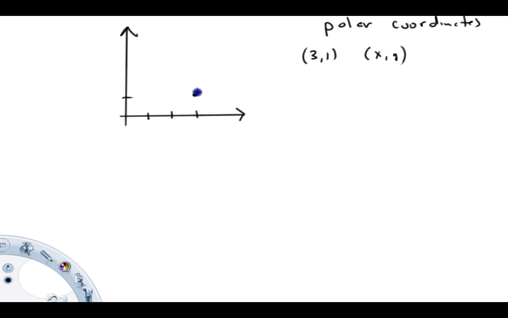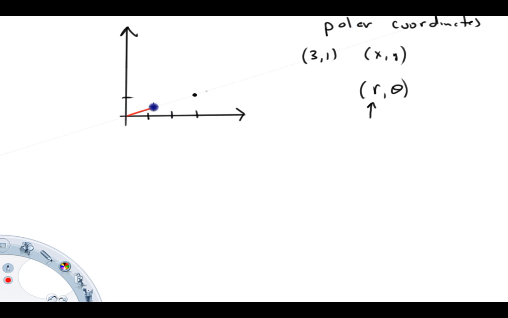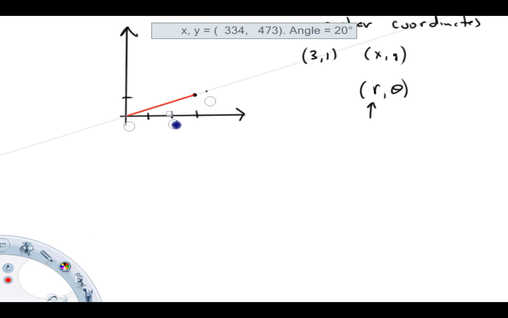Now, polar coordinates are just an alternative way to graph. Instead of an x and a y, in polar coordinates what we give is an r and a theta, where r is the distance from the origin to the point. So in the example that I have just drawn, r is going to be this distance in red. So in this example, there's r.